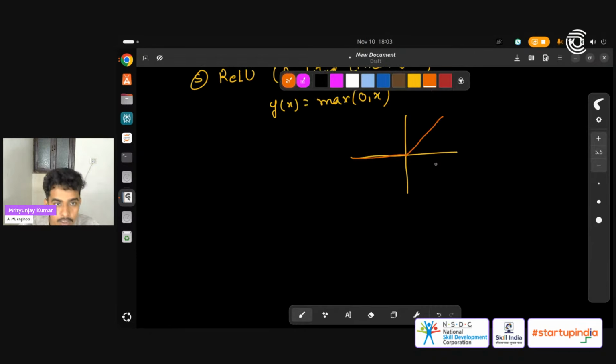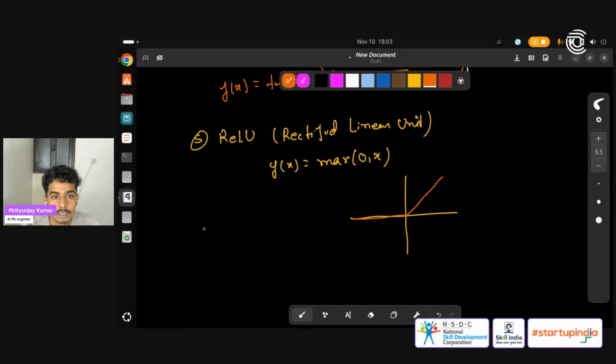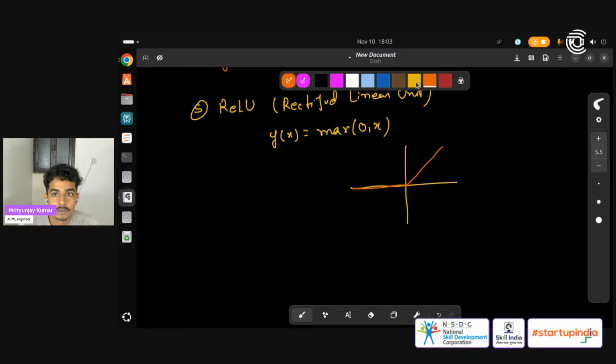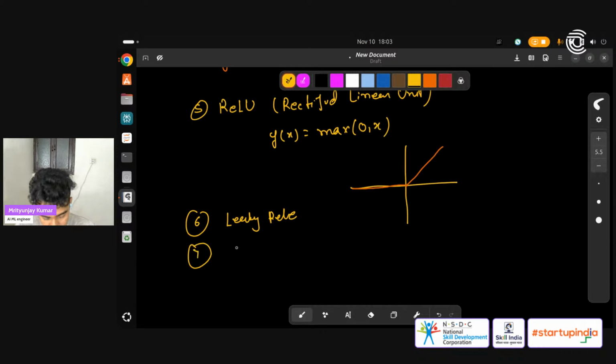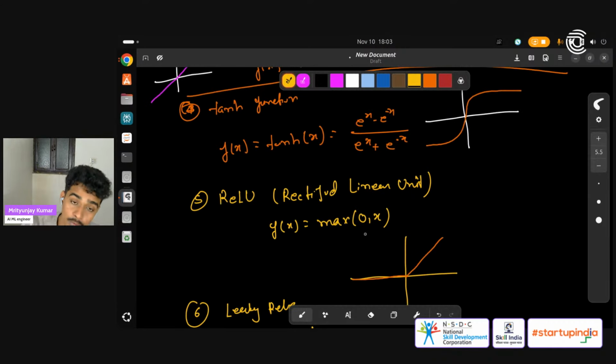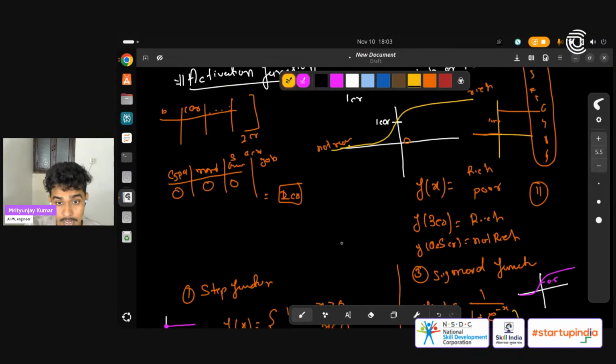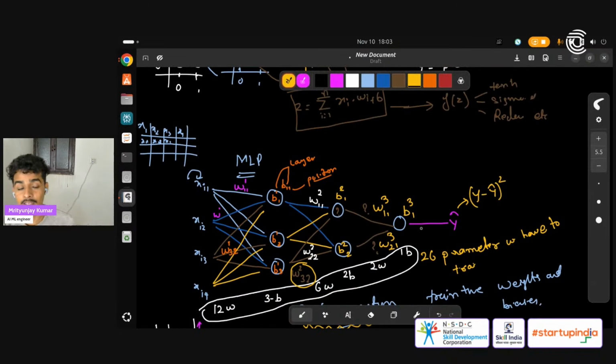In a similar way we have different activation functions, and I will write just examples, like Leaky ReLU, SELU, GELU, etc. So these are the activation functions. Whenever we look for any activation function, we have to take care of what our data structure requirements are and what prediction we have to do.